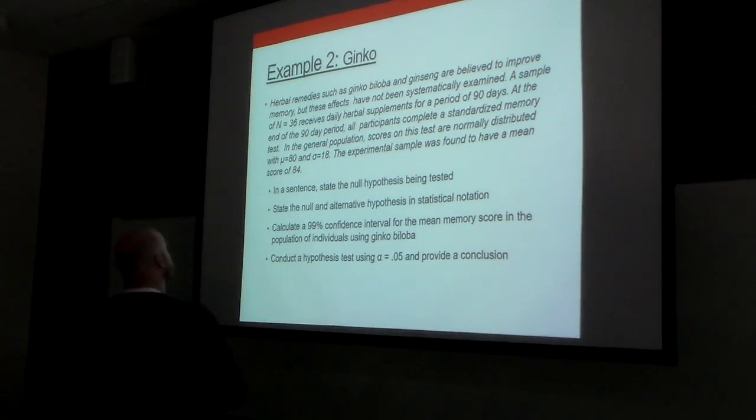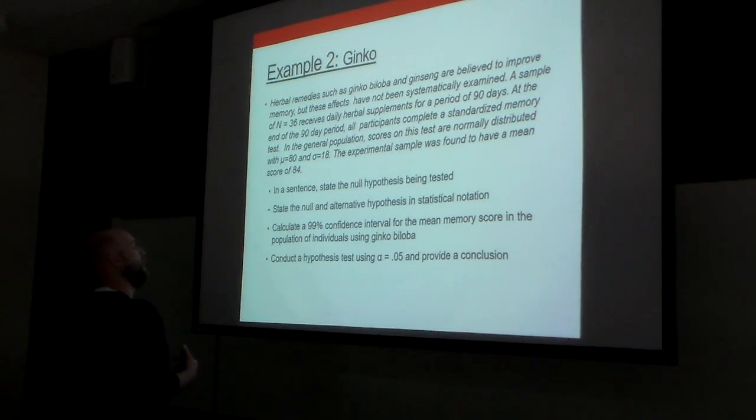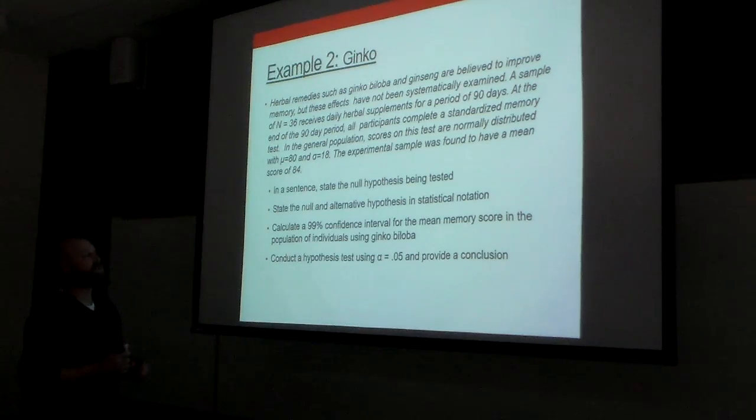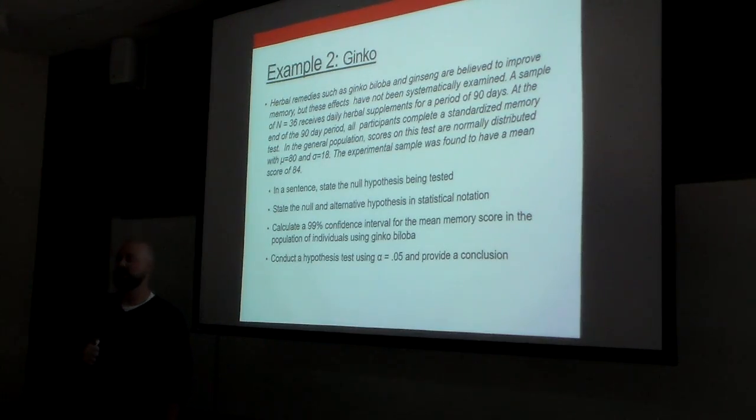So we're saying that ginkgo and ginseng are thought to improve memory. So what we want to do is, again, we're giving a sample of 36 people herbal supplements for 90 days. At the end of the 90-day period, they complete standardized memory tests. In the general population, the mean is 80, standard deviation of 18. The experimental sample was found to have a mean score of 84. Okay, so in a sentence, what is the null hypothesis to be tested?